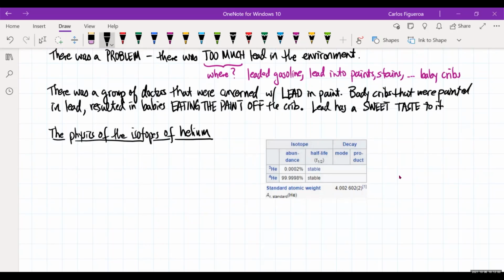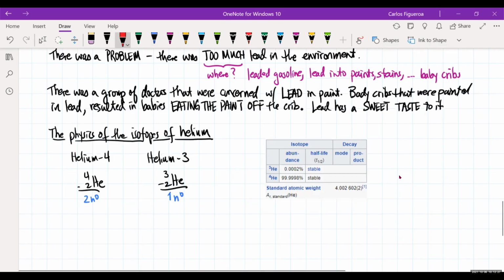So when you look at helium-4 versus helium-3, what's the big difference between these 2? Well, this guy is like this, and this guy is like that. So when we look at these, you could see that this is 2 neutrons. This guy is 1 neutron. And of course, they each have to have 2 protons.